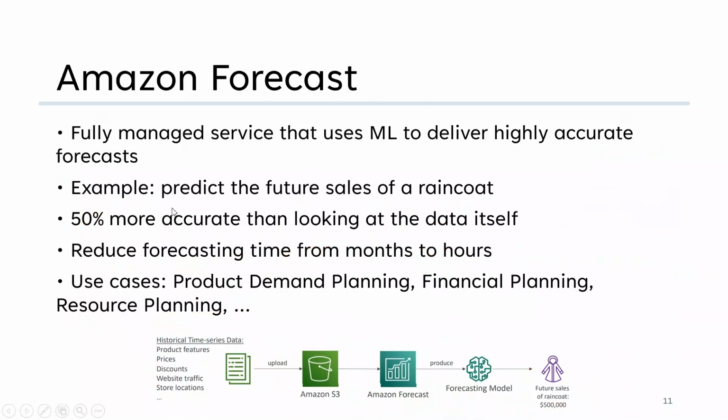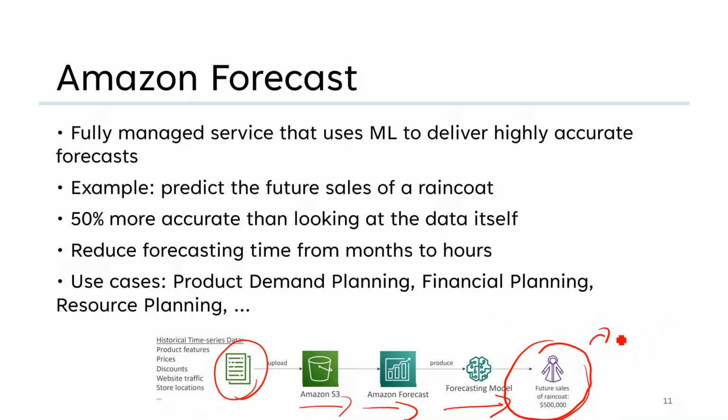quite cool stuff. Now talking about Amazon Forecast, it is a fully managed service that uses machine learning to deliver a highly accurate forecast. So this is basically for forecasting purposes. If you see this example over here, you upload some historical data from S3 into Amazon Forecast, and it has a forecasting model, and it will generate the future sales of a particular object. For example, in this case, it is a raincoat. You are running a shop, and you sell raincoats, and you want to know what will be the future sales of this raincoat, right?